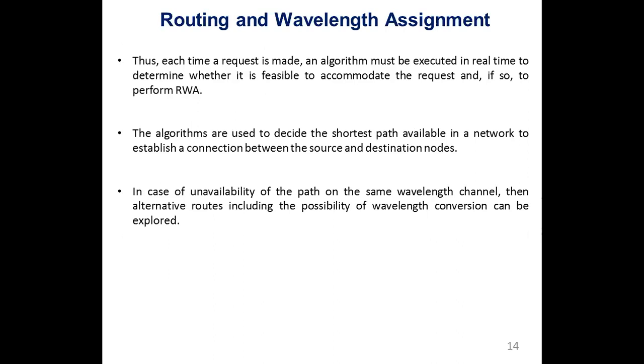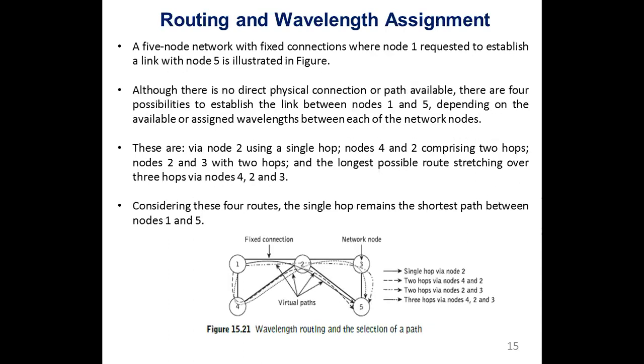The algorithms will also be used to decide the shortest path which is available if you are using a shortest path routing algorithm, and also to determine the assignment of wavelength depending on which wavelength assignment technique we are using. So in case of unavailability of the path on the same wavelength, alternate routes can be found to establish the light path. If none of such routes are found, then we'll have to use wavelength conversion, else the demand is going to be blocked. So this is an example of wavelength routing and selection of path.